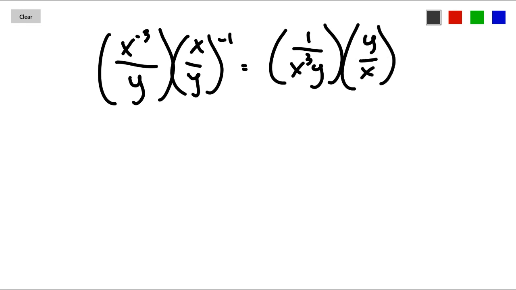And then when I combine these together, I just multiply across the top and across the bottom. So what I end up with is y over x to the fourth times y. Then the y's on top and bottom cancel each other out. So my final answer is 1 over x to the fourth.